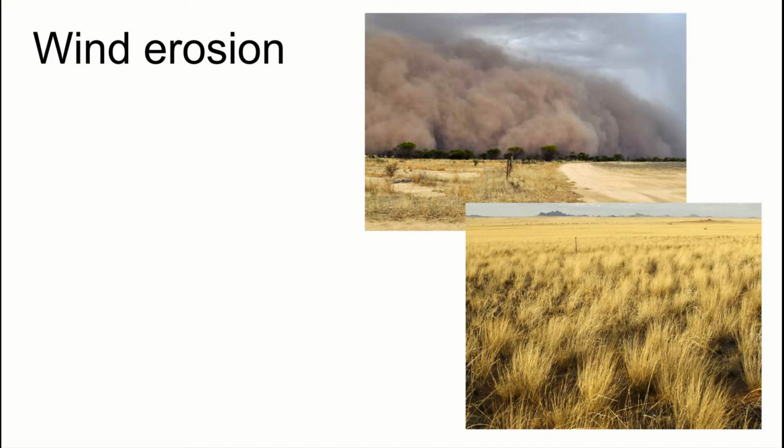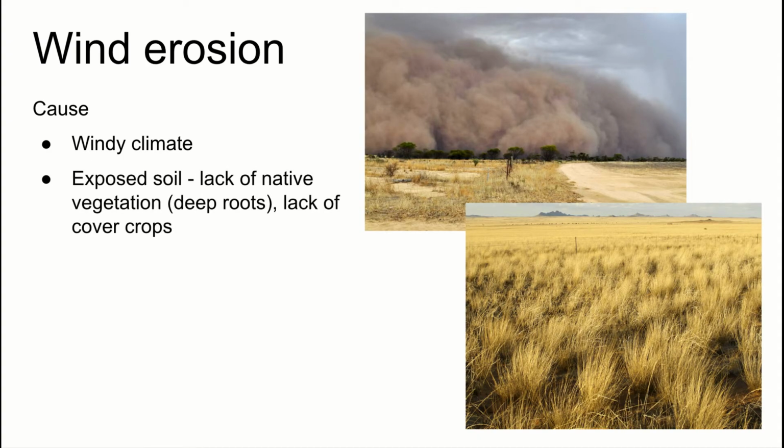Wind erosion is just what it sounds like. We have winds that are blowing over an area, and the wind is able to blow the soil away from where it started. So, the cause of wind erosion starts with a windy climate. Areas like the central plains of the United States, that are very windy regions normally, are absolutely at more risk for wind erosion. But there's another ingredient that's really important here: exposed soil.